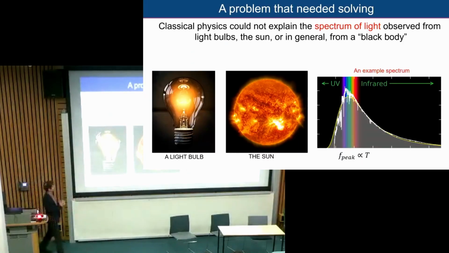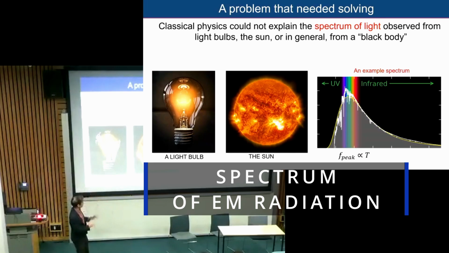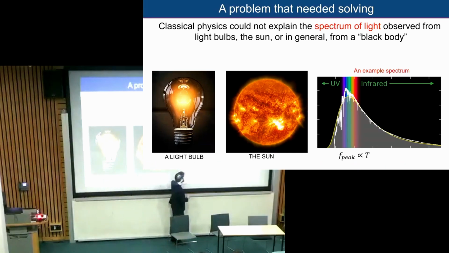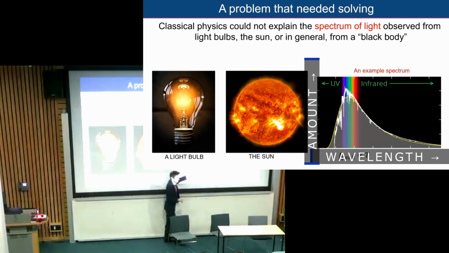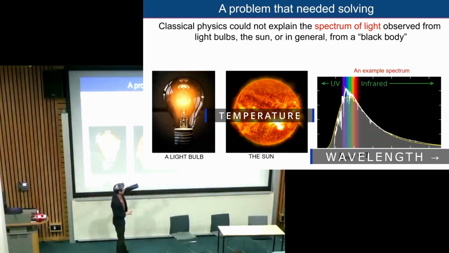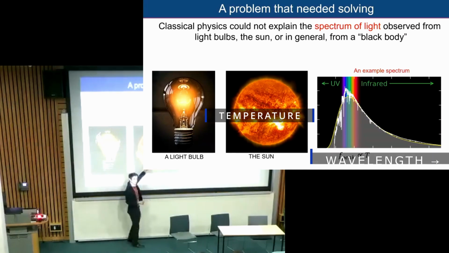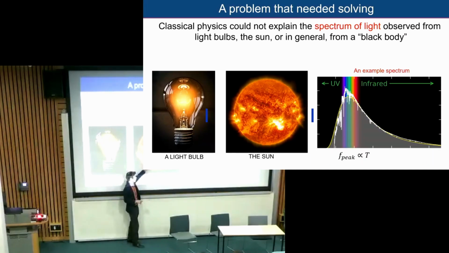So let's take a look then to be more clear about this problem that's being solved. Any of those objects typically have what I'm calling a spectrum of electromagnetic radiation. So there I'm showing a spectrum of electromagnetic radiation. What this is doing is showing us how much EM radiation of a particular wavelength is being emitted from an object of a particular temperature. So this is more or less representative of the spectrum of electromagnetic radiation given off from the sun.